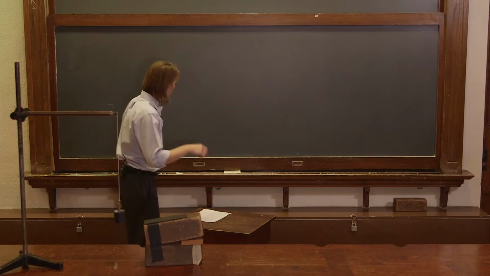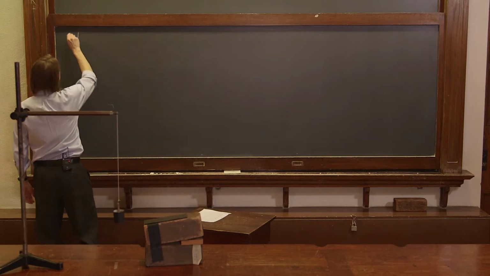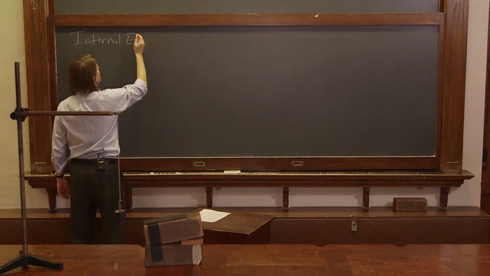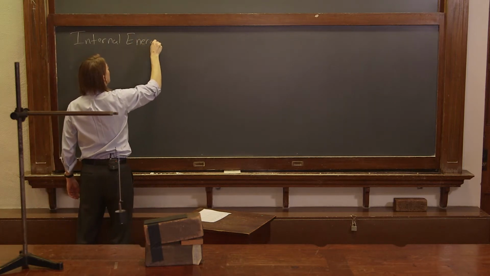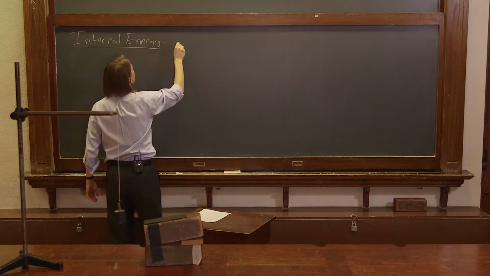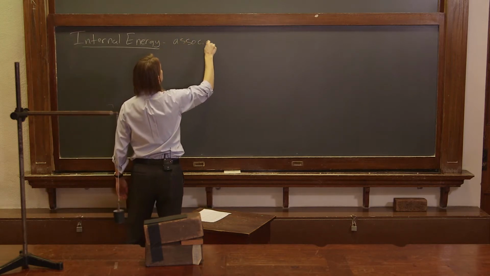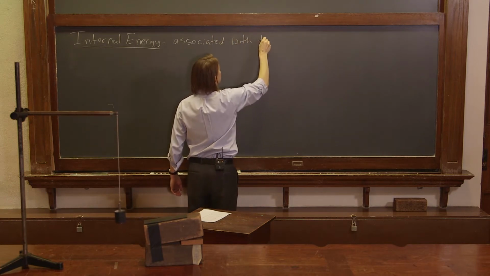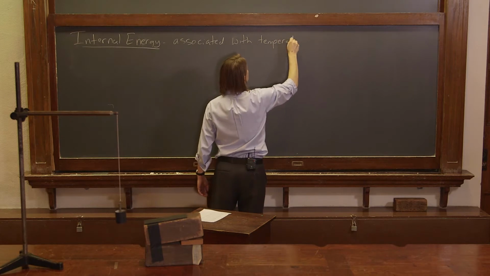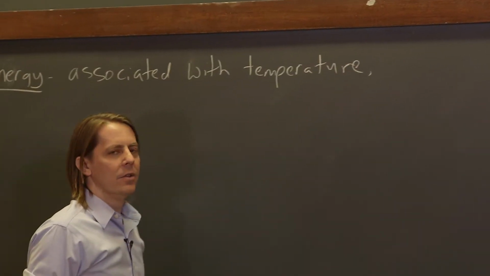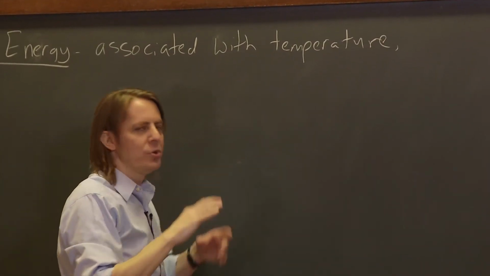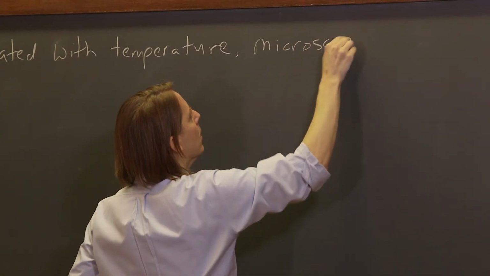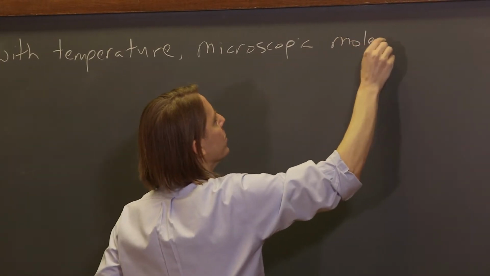I have one more type of energy to tell you about, and that is internal energy. This is the energy associated with temperature. So it's like the heat, it's the vibrations, the motion, the molecular scale motion. So we could also call it the microscopic molecular motion of the body.